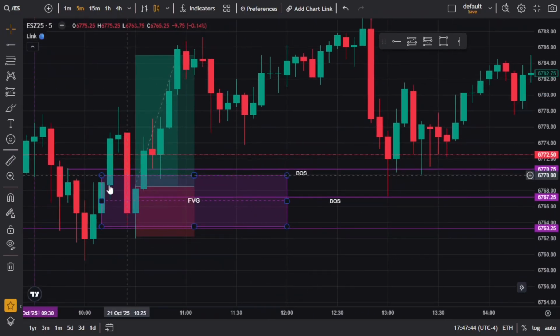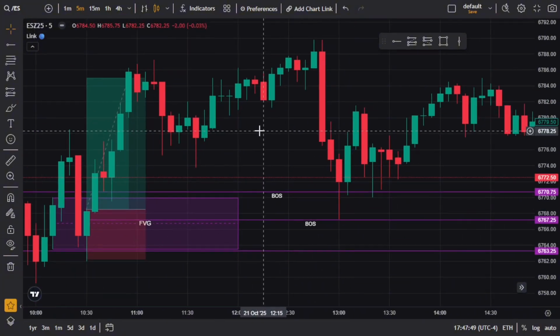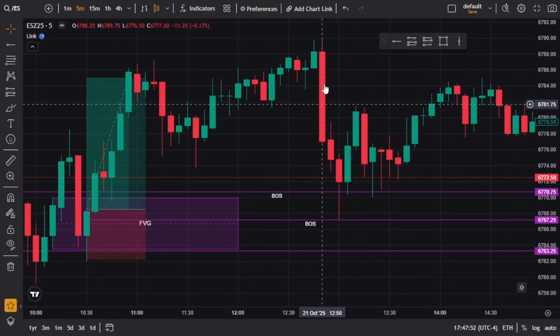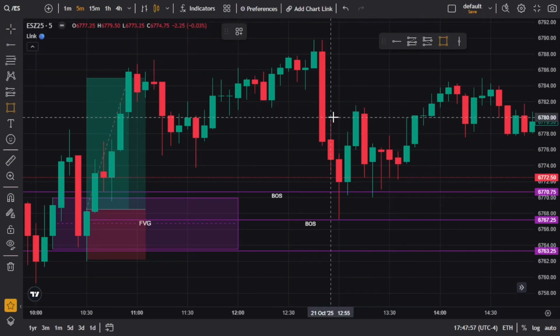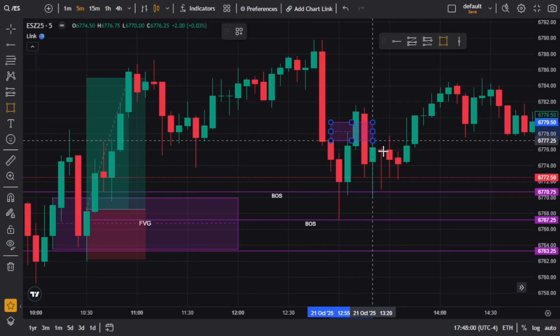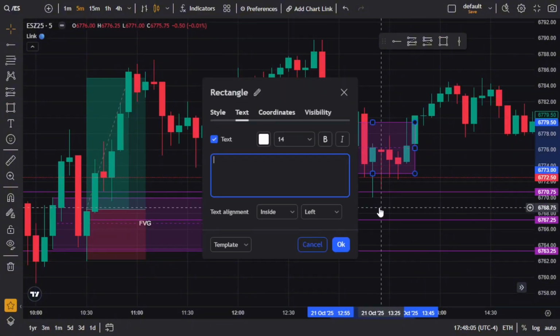So yes, our fair value gap is the gap between these two, a big move up or a big move down. It can be both ways. So this isn't our fair value gap, sorry. This is our fair value gap, and we're going to mark out the highest point. We're going to use our rectangle and mark the highest point of that wick to the bottom point of that wick, meaning right here. And then we're going to label that fair value gap.